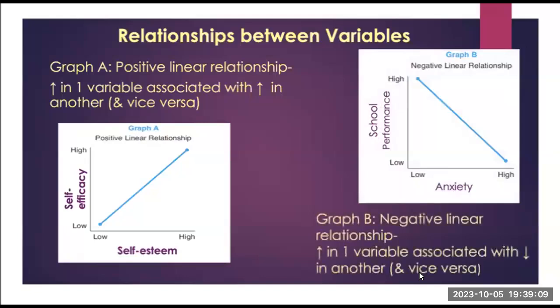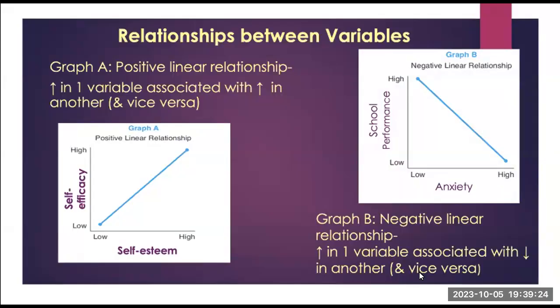Graph B, on the other hand, is the opposite. It shows a negative linear relationship. So that means when one value goes up, the second one goes down, and vice versa. When one goes down, the other one goes up. So let's take a look.